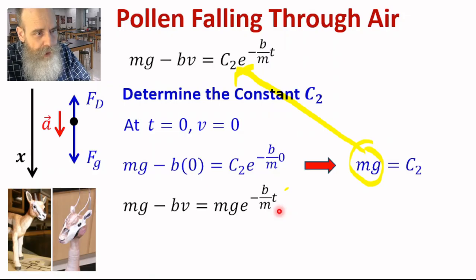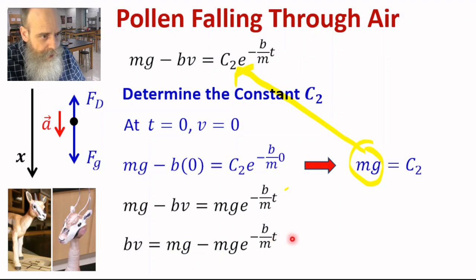Now we need to solve this equation for v. So we can rearrange it like this. Then we could divide by b and then take out a common factor of mg over b. And this is what we get.